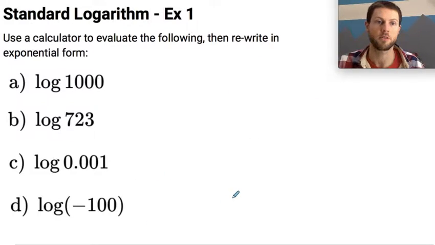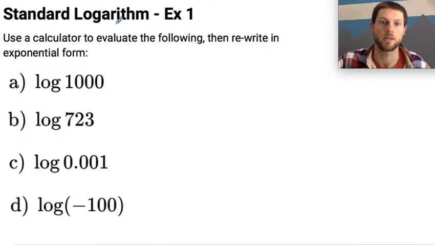So let's talk about just the standard logarithm. If you see a log that does not have a base, then the standard logarithm is base 10.